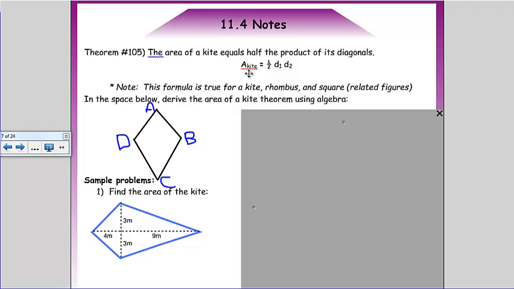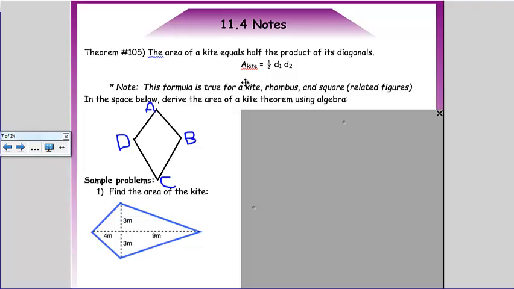Here is the formula for the area of a kite. It is area of a kite equals 1/2 d1 times d2, where each of those stands for its diagonal. So it's known as area of a kite is 1/2 diagonal 1 times diagonal 2. That will be true for the related figures of a kite.